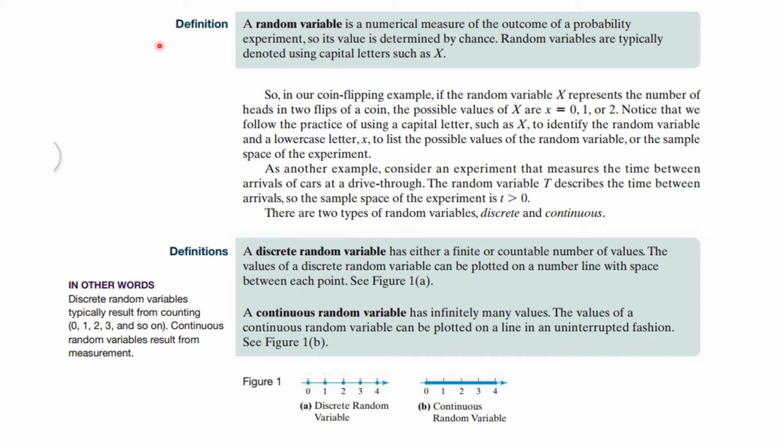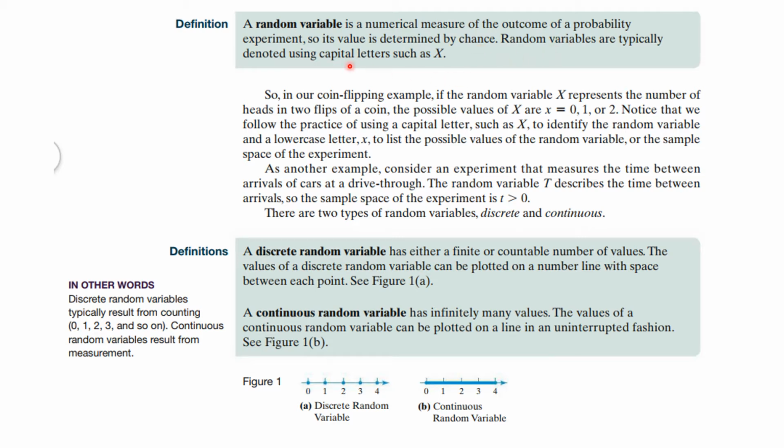Let's start with the definition. A random variable is a numerical measure of the outcome of a probability experiment. So that means in any experiment, it will take on a value. So it is a function, but its value will be determined by chance. So it's a function whose value is determined by chance.